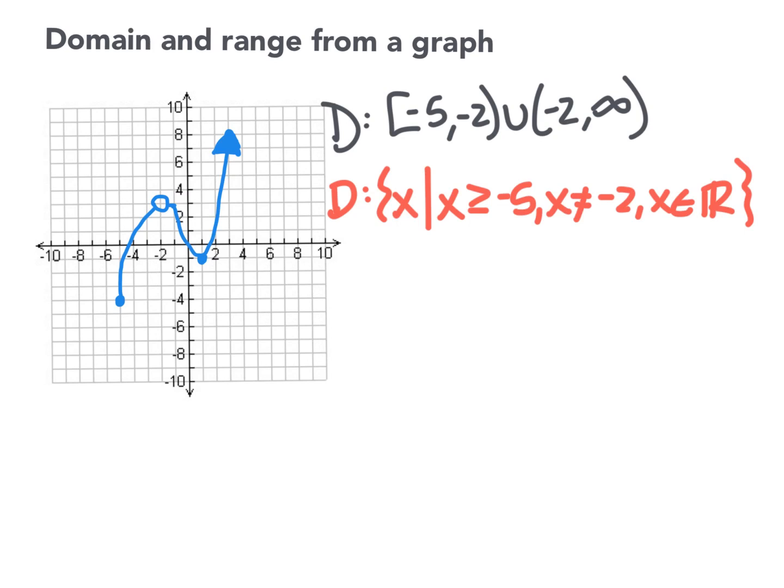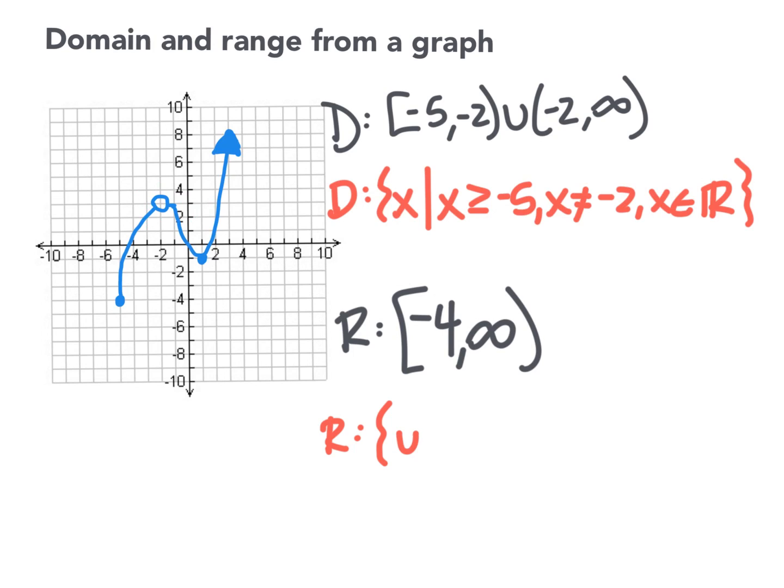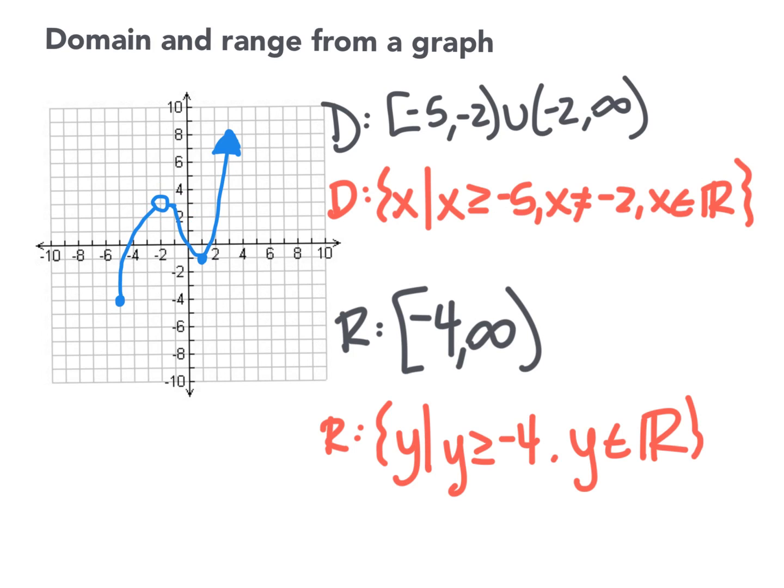All right, the range we just read from bottom to top. So the lowest y value is negative 4. It is also included. And as we go up, we can include this in the range because it's included over here. So the range actually just goes from negative 4 on to infinity. Set builder is a little bit different because these represent the y's. So it's all the y's such that y is greater than or equal to negative 4, y an element of the real numbers. Again, very sorry for how my sets look on this iPad.